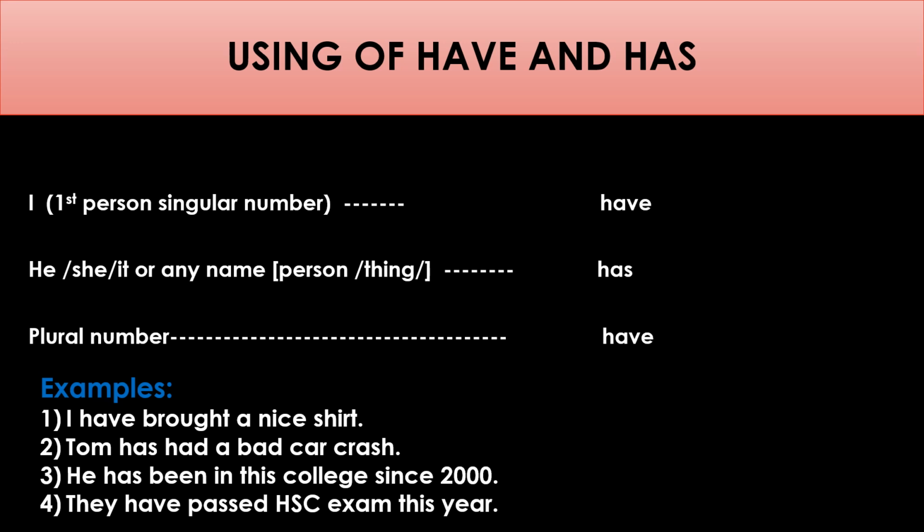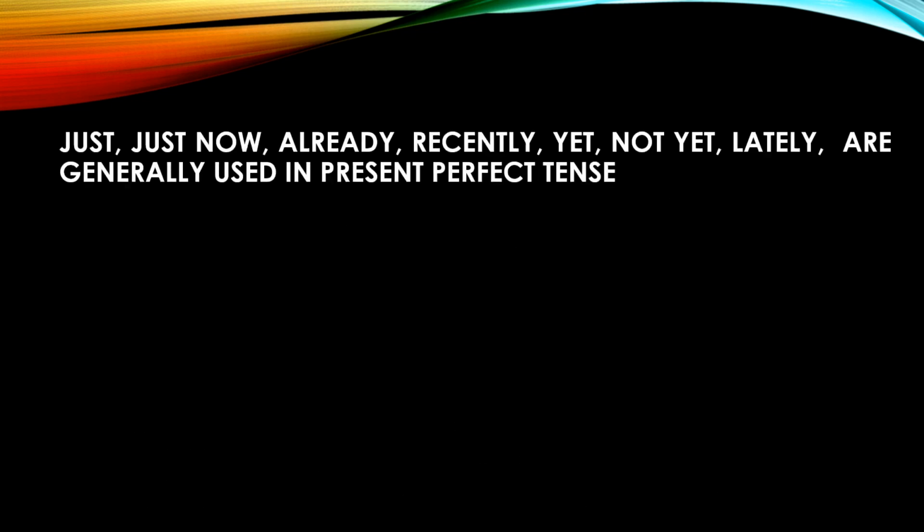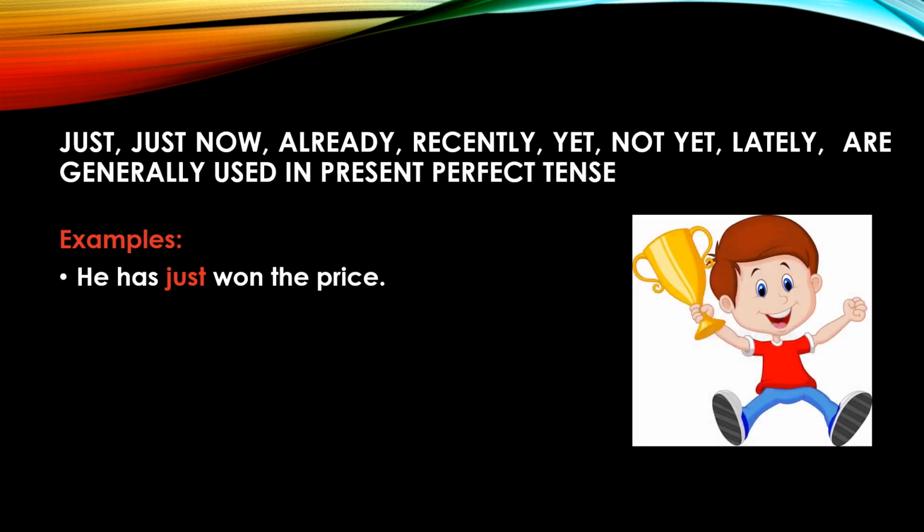So students, next there are some adverbs: just now, already, recently, yet, not yet, lately. These are generally used in present perfect tense. If you find these adverbs in a sentence, you have to write this sentence in present perfect tense. Look at the examples. He has just won the prize. Look at the picture: the boy has just won the prize, and he is holding the prize.